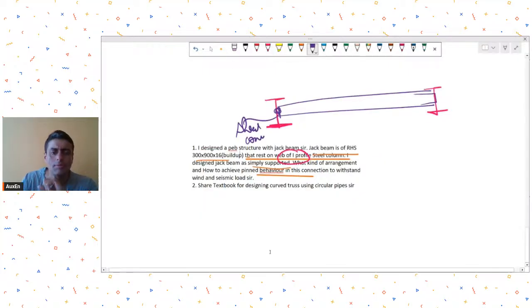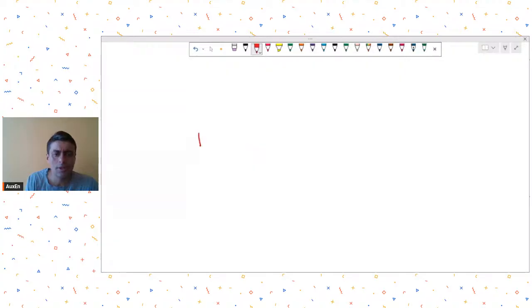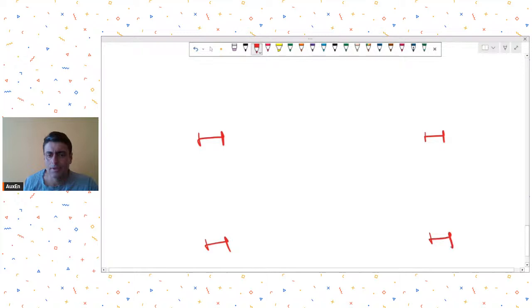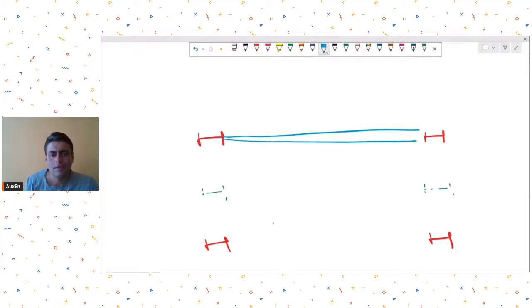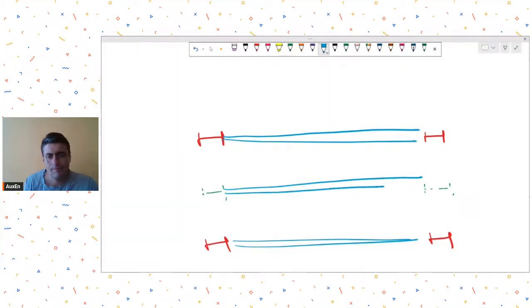Okay, let me just make a proper better diagram. So maybe his situation is like this. These are his columns in plan. Okay, and then he had a column like this in plan. In the middle, he didn't have a column, so there was no column position over here. So that's why what he did. So this was his rafter in plan. This was his rafter in plan, and then over here also he provided a rafter, but then this rafter was supported on a jack beam.